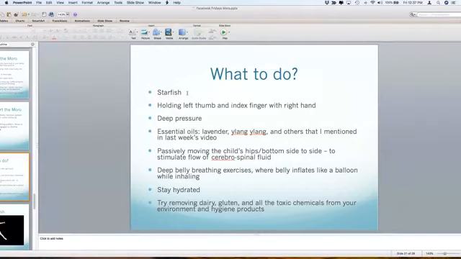Stay hydrated. That's the first thing you have to start doing, just making sure that there's enough water. And then try removing dairy, gluten, and all toxic chemicals from your environment and hygiene products. Dairy specifically, if there's a dairy sensitivity, it targets the limbic system.